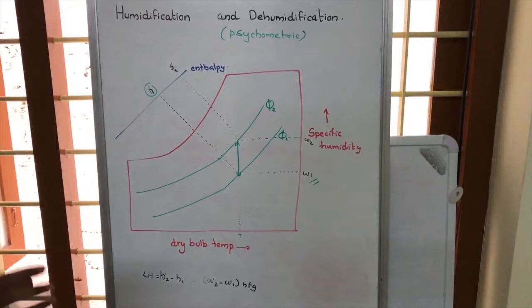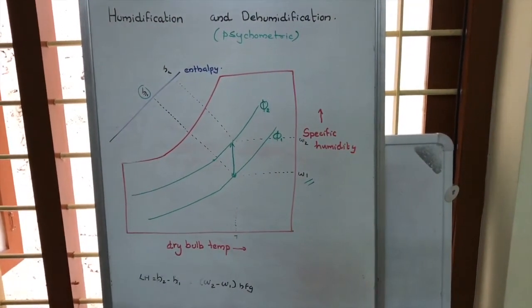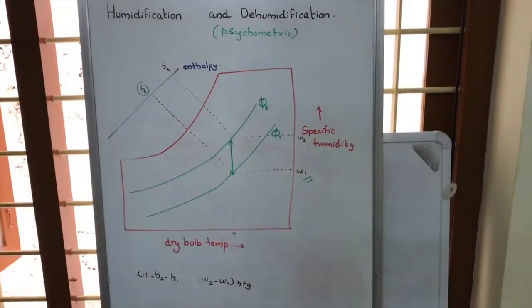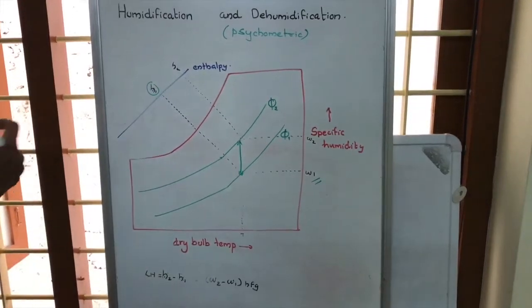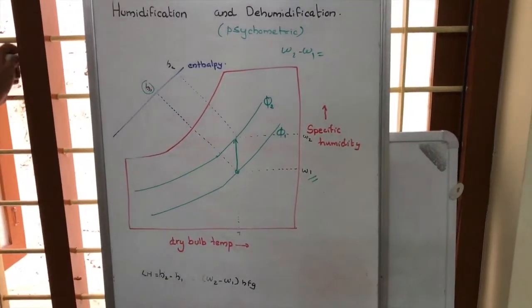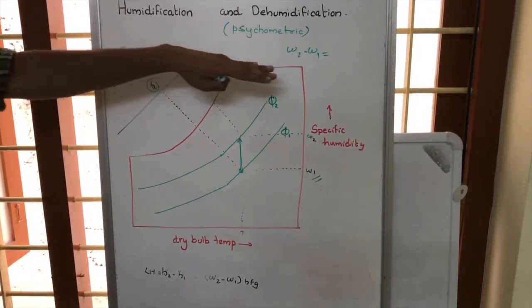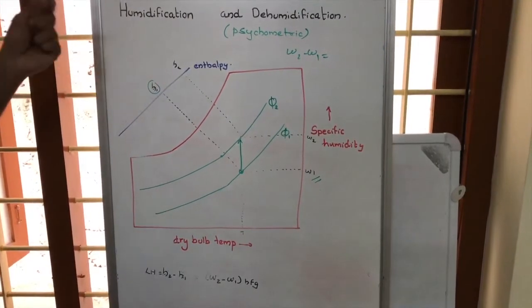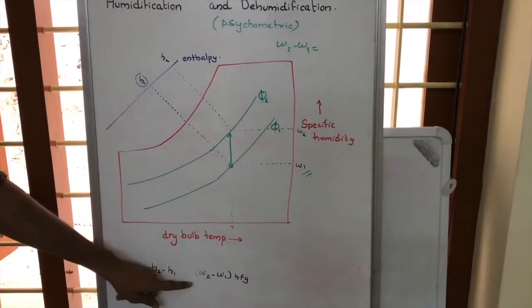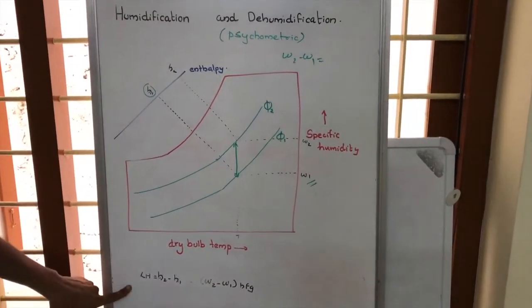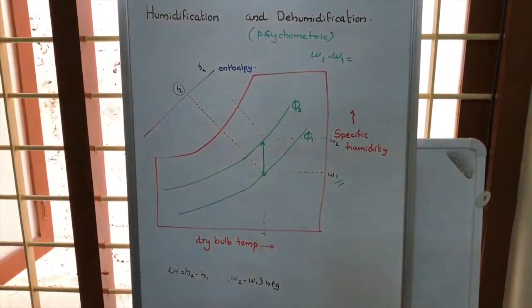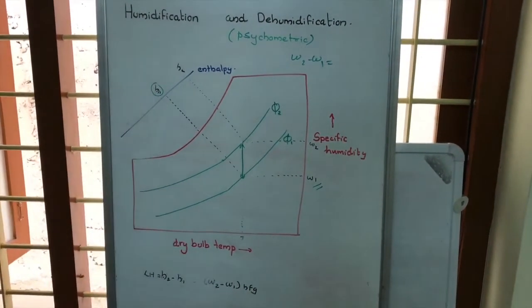W1 means specific humidity. Specific humidity means the amount of moisture in 1 kilogram of air at state 1, and at state 2 we have another specific humidity W2. So W2 minus W1 means the moisture that was added to the air during this process. It is the amount of moisture added, which when multiplied with the heat required for 1 kilogram, we will get the latent heat. So (W2 minus W1) into hfg gives the latent heat, and that is equal to H2 minus H1. So this is how we make use of the psychrometric chart for explaining humidification.